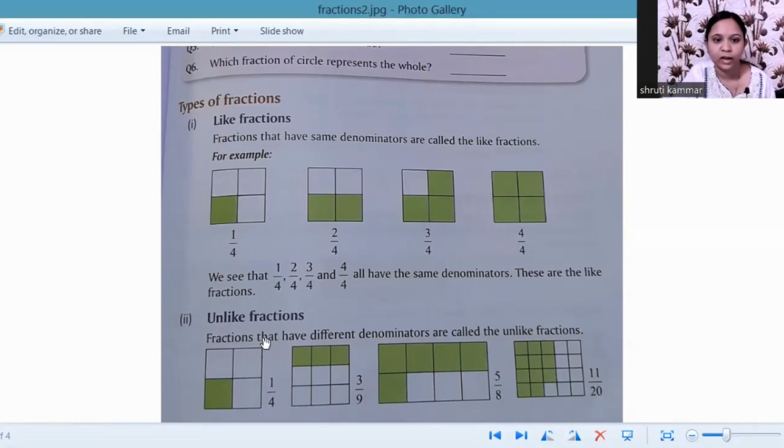Now, unlike fractions. Fractions that have different denominators are unlike fractions. Examples, can you see? In this square, 4 parts. In this square, 9 parts. In this rectangle, 8 parts. In this figure, there are 20 parts. Okay. So what are unlike fractions? Each object is divided into different numbers of parts, not the same parts as like fractions. Different parts, unlike fractions.